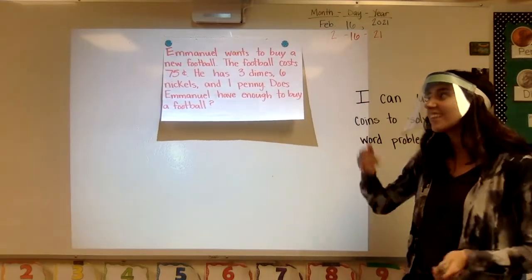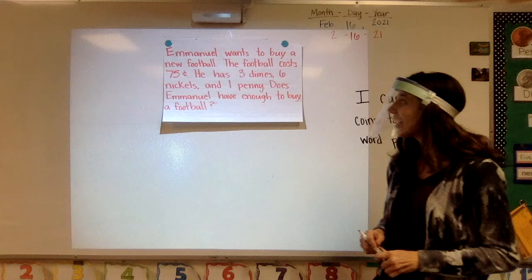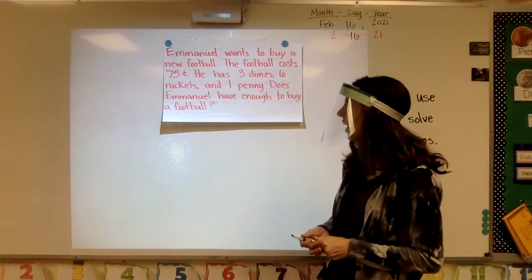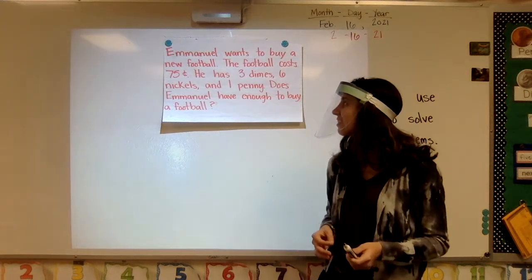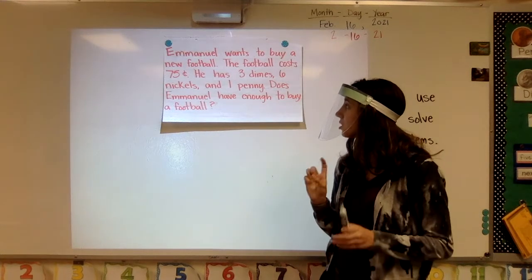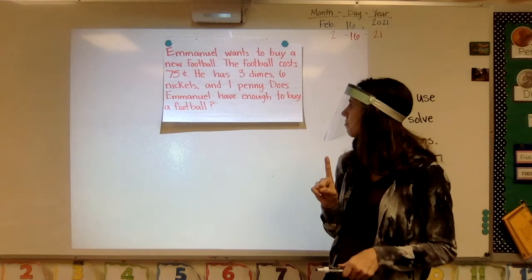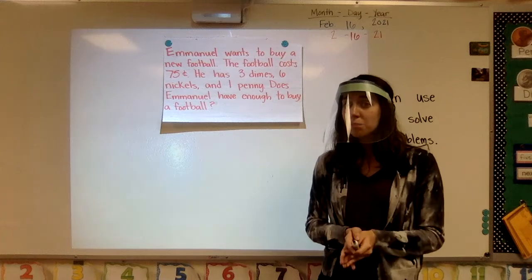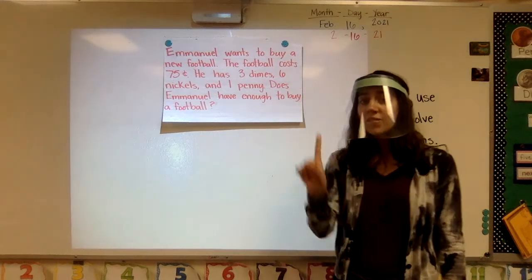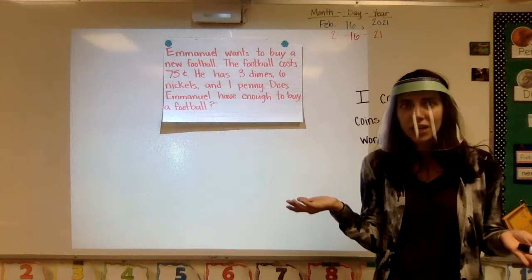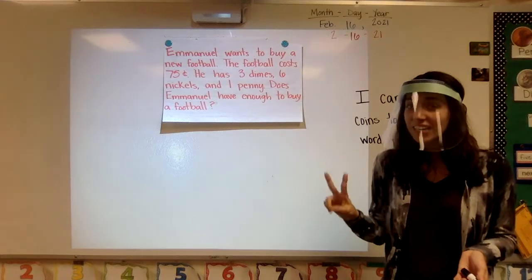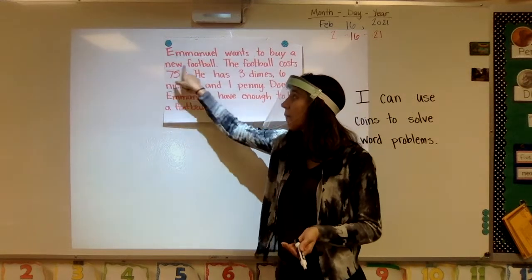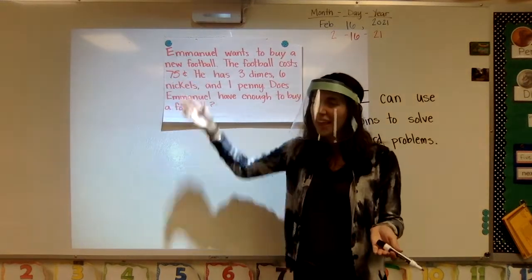All right, let's look at this next word problem. It says, Emmanuel wants to buy a new football. The football costs 75 cents. He has 3 dimes, 6 nickels, and 1 penny. Does Emmanuel have enough to buy a football? Now, I know in these problems there are 2 steps. First, we have to figure out how much money Emmanuel has. And then second, we have to compare that number to see if it equals or is above 75 cents so he can buy that football.